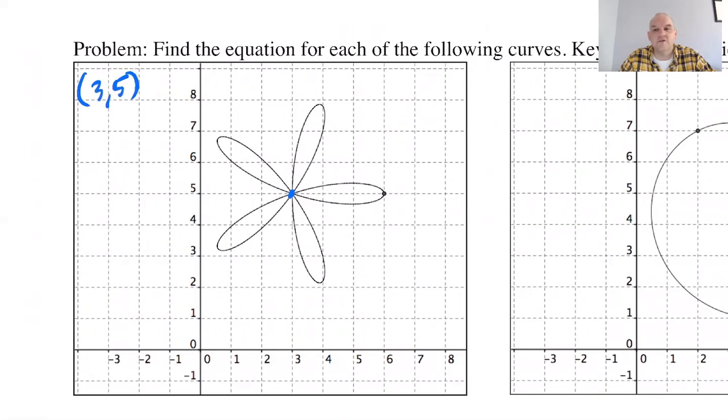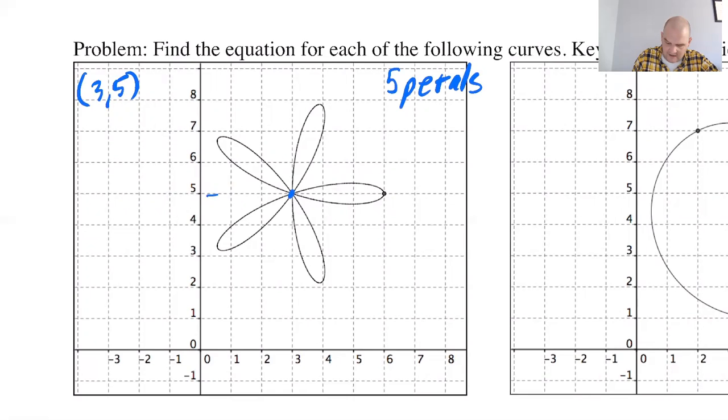(3, 5) is the origin. So I'm going to end up with x equals 3 plus something, y equals 5 plus something. And the somethings will be r cosine and r sine. Now I need to focus on what r is. Well, it's definitely a rose curve. I see 5 petals. I see 1 petal on what would be the positive x-axis.